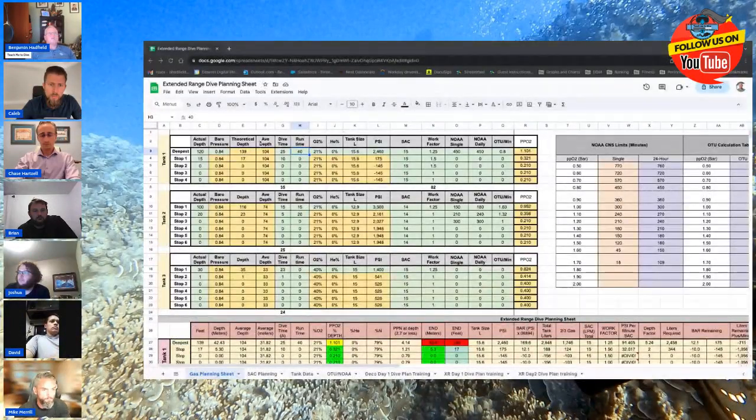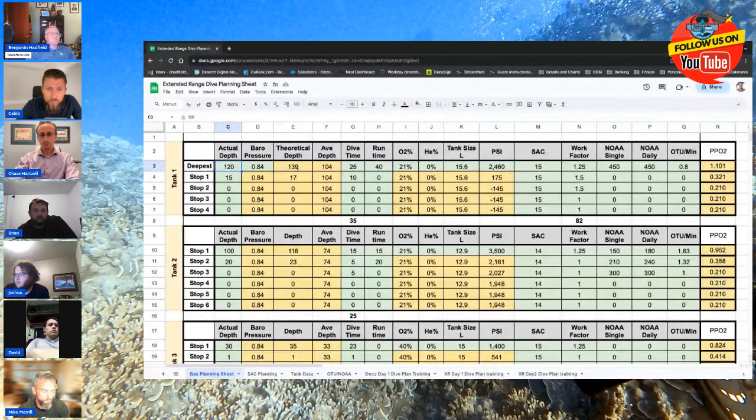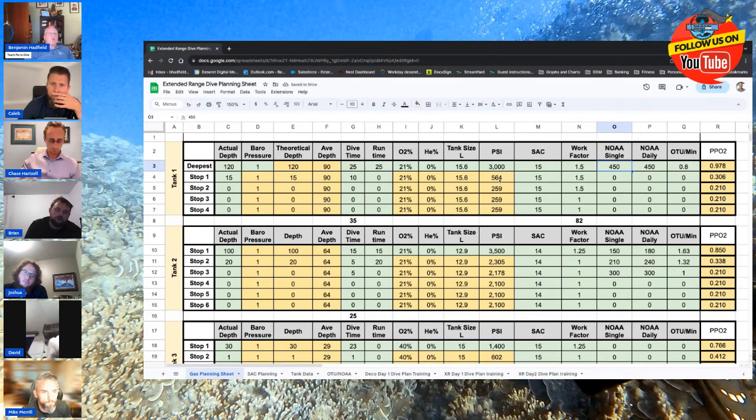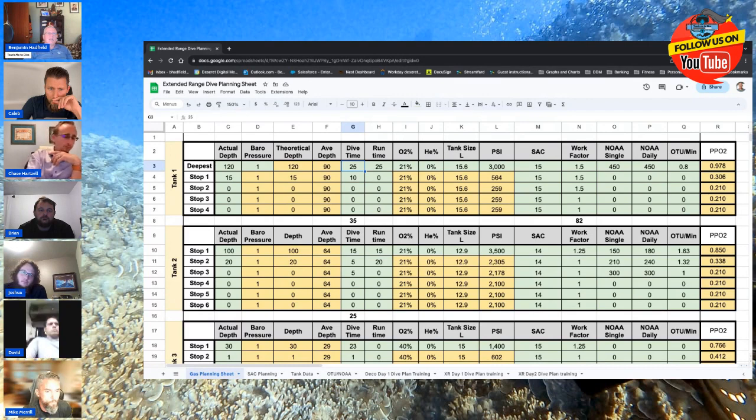So we're up here at the top. Let's zoom in a little bit. Okay, so 120 foot depth. I'm going to put this back to a barometric pressure of one. We're going down to 120 feet, spending 25 minutes there, which gives us a 25 minute runtime, 20% oxygen, 15.6 liter tank, 3,000 PSI to start with, SAC rate of 15, work factor 1.5, which means at the end of it we should have 564 PSI left. That's counting that we're diving for 25 minutes at 125 feet. That's not talking descent times, safety stops, anything like that. And we all know that's not how this works.